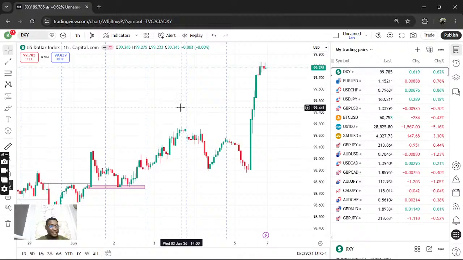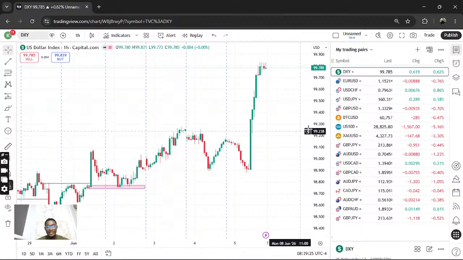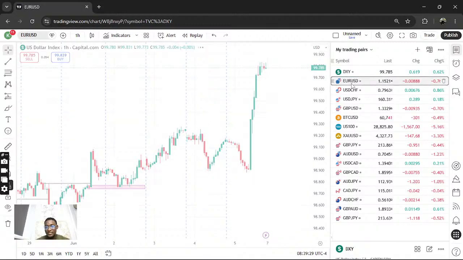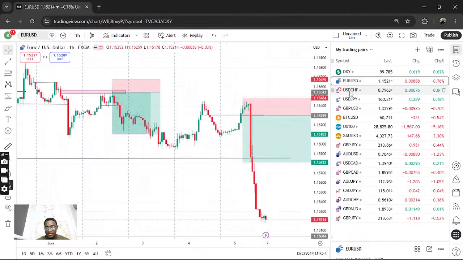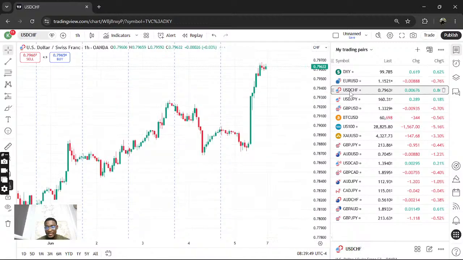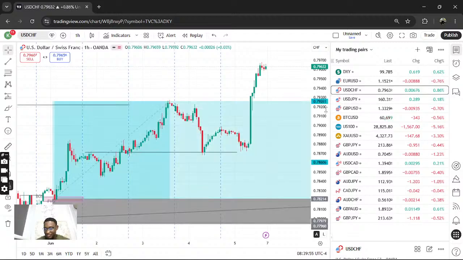So this is dollar index, as you can see from here, and this is Euro USD, and this is USD CHF. These are the three pairs that I traded this week.